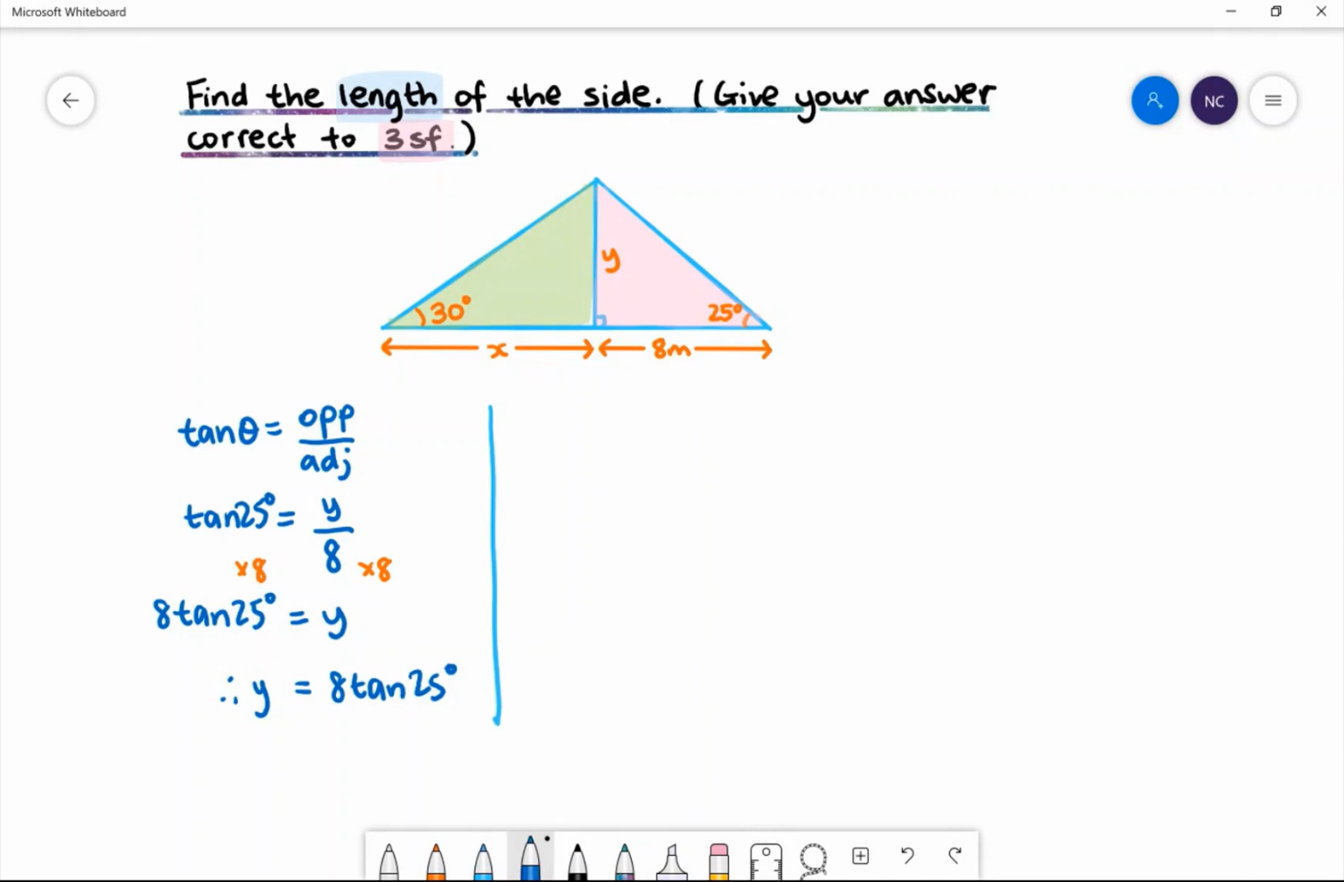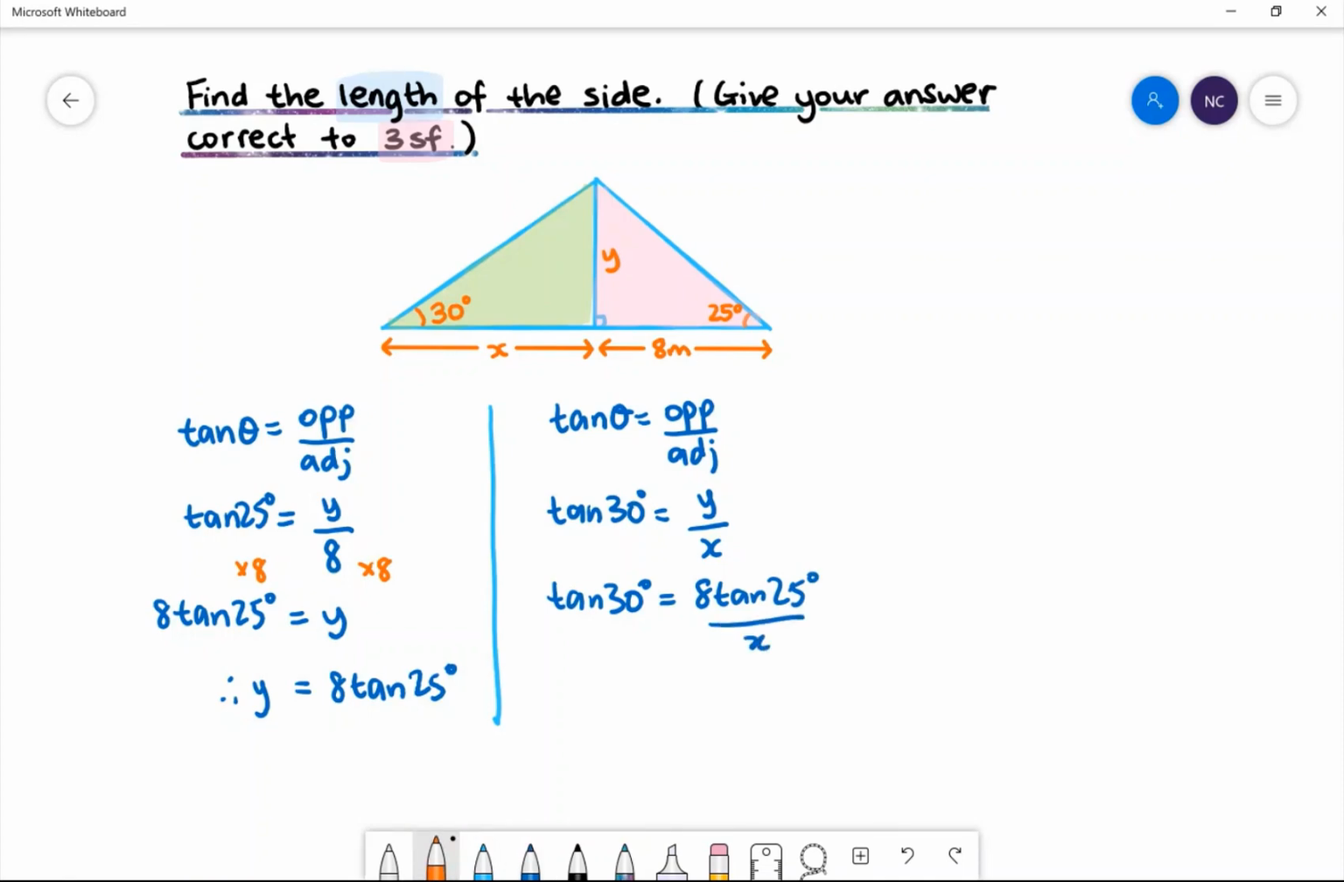Now that we have the side length y, we can use the tan ratio for the green triangle. Again, tan theta is equal to the opposite side divided by the adjacent side. Theta in the green triangle is 30 degrees. The opposite side of 30 degrees will be y. The adjacent side is x. We already found out what y is, so let's substitute for y. Substitute y is equal to 8 tan 25 degrees.